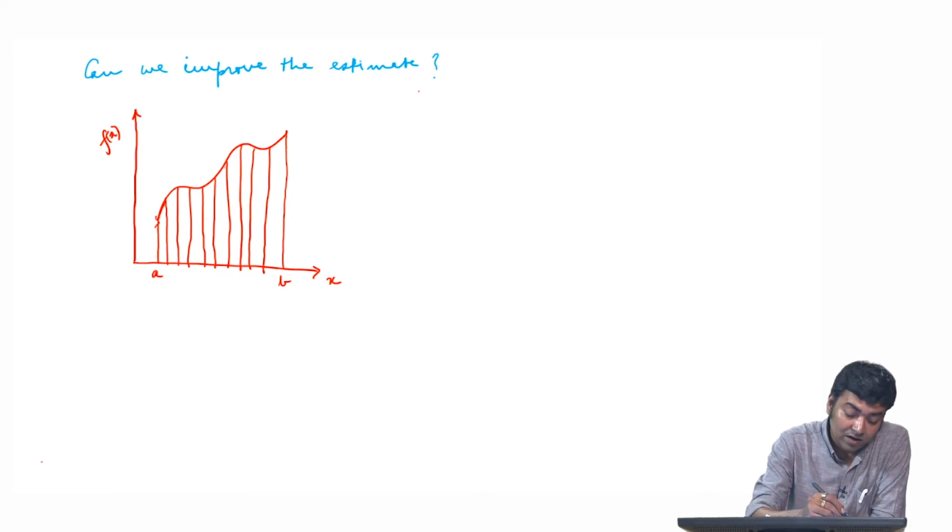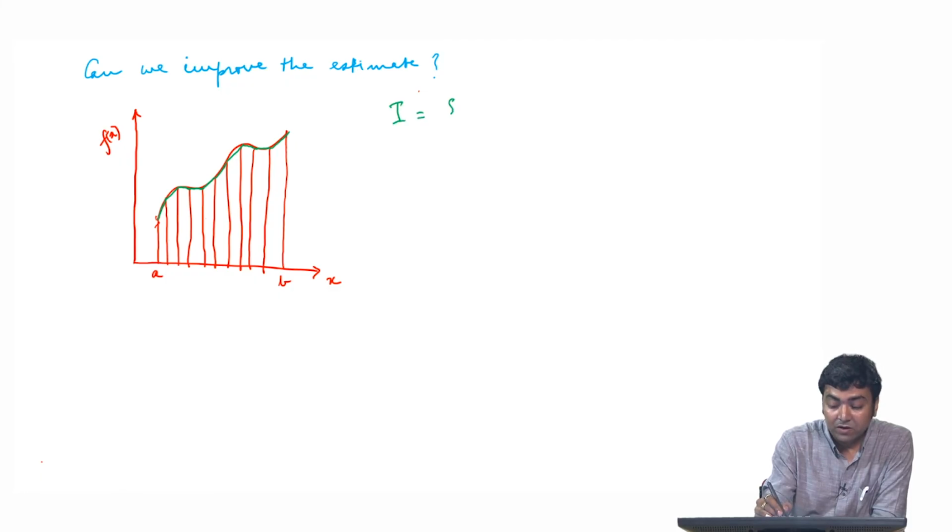I will get lots of trapezoids here. So, now I am connecting it like this, then I am connecting it like this, this, this and so on and so forth. And then what I am saying is my area is equal to the sum over the area of all trapezoids.